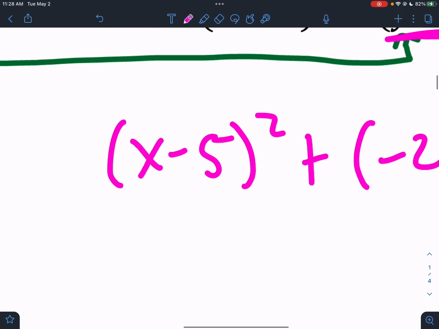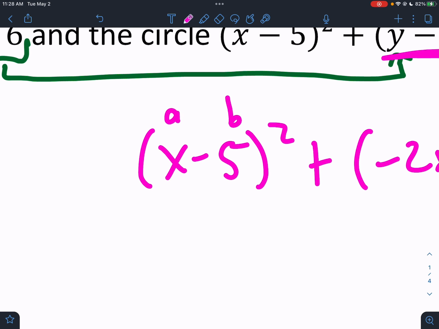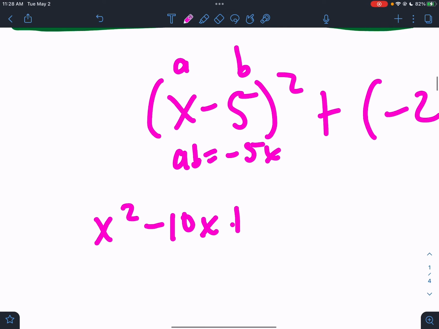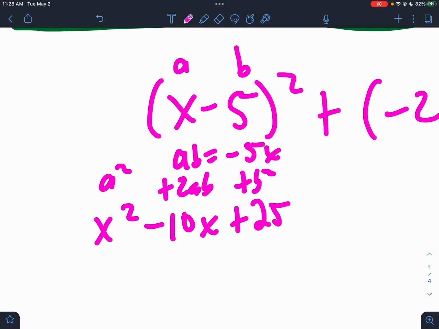So on this one, A and B, AB would equal negative 5x. Keeping that in mind, we would have A squared minus 10x plus 25. That's A squared plus 2AB plus B squared.